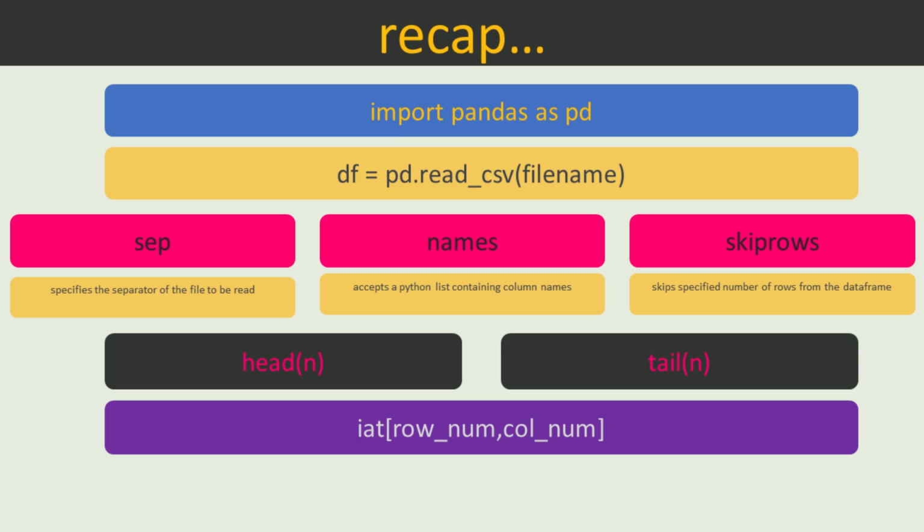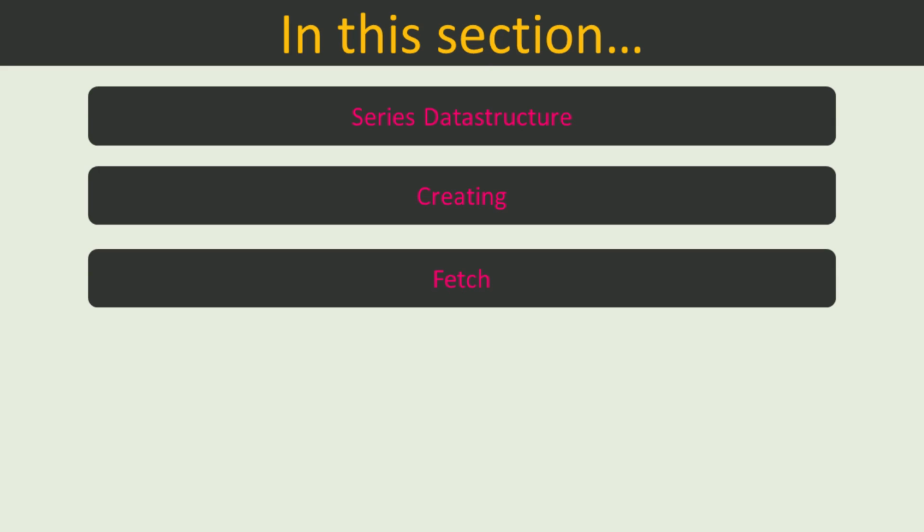We have also covered the head and tail functions, which are used to read the top n or the bottom n rows of the data frame. We also have seen the iat attribute of the data frame, which can be used to fetch the value at any specific row or column. In this video, we will see about the series data structure, how to create and fetch information from the series object.